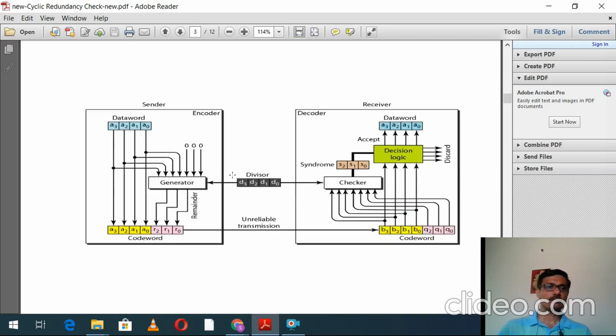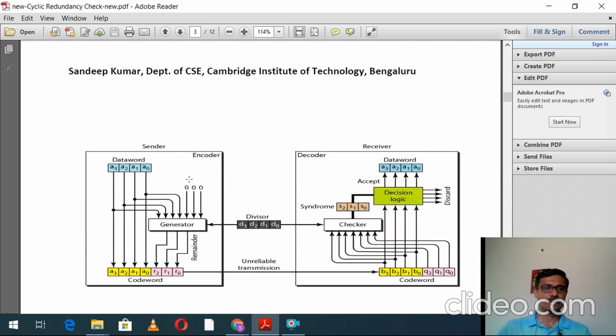Here we will first consider the sender side. This is the sender side. The encoder will do this job, and at the receiver side we have the decoder. At the sender side, a k-bit data word is taken. Here k is 4, and using that, an n-bit code word will be formed. The n-bit code word is pre-decided.